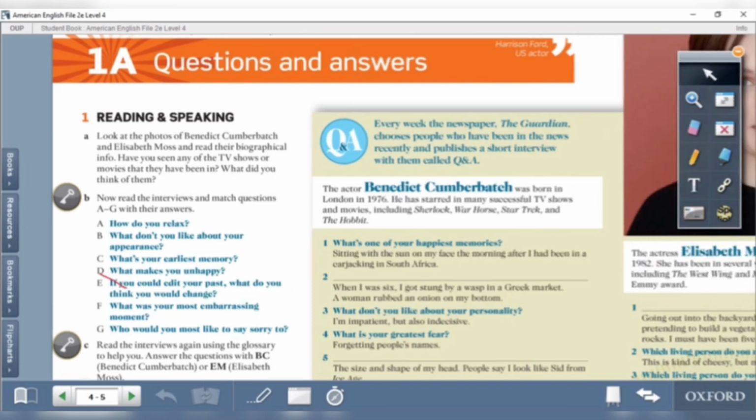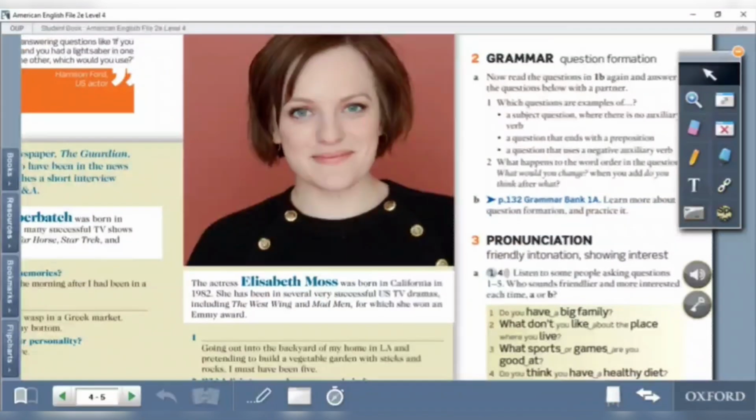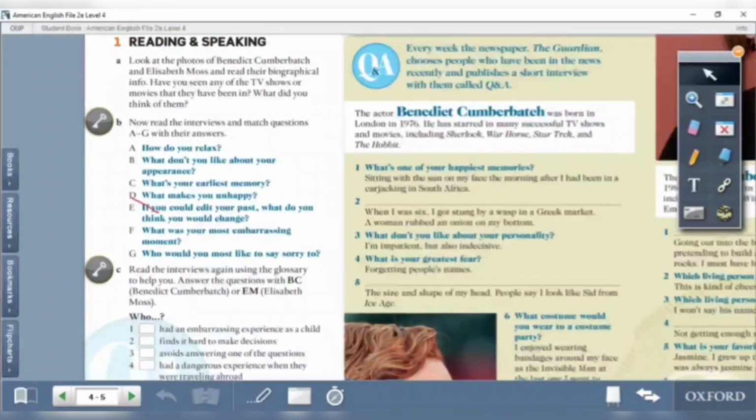So we go to the second question. A question that ends with a preposition. Where is it? Here we've got it. Yes. Question G. Who would you most like to say sorry to?